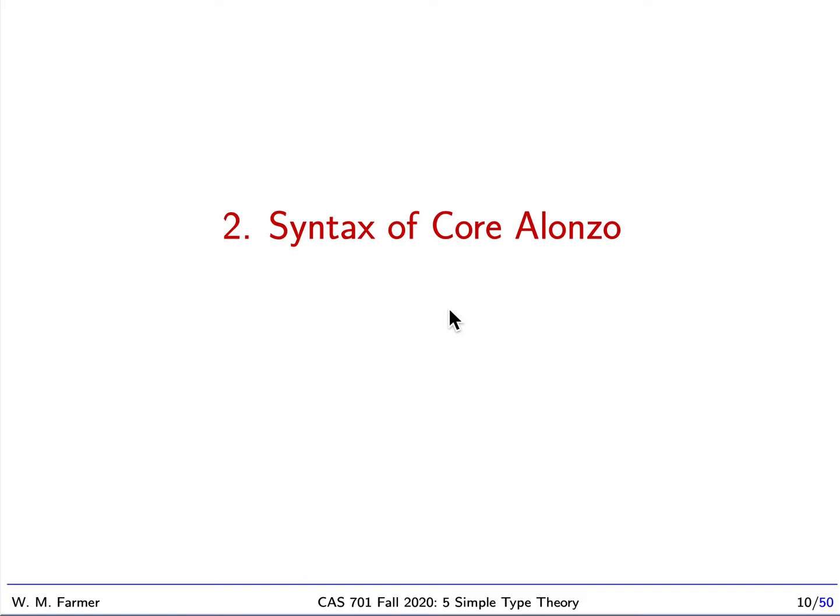Welcome back to McMaster University course Computing Software 701 Logic and Discrete Mathematics. We're going to continue today with the topic of simple type theory. And we're going to start with the syntax of Core Alonzo. Remember, Alonzo is a version of Church's type theory, and Core Alonzo is the minimal version of Alonzo.